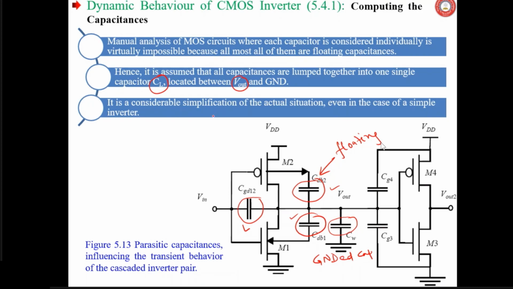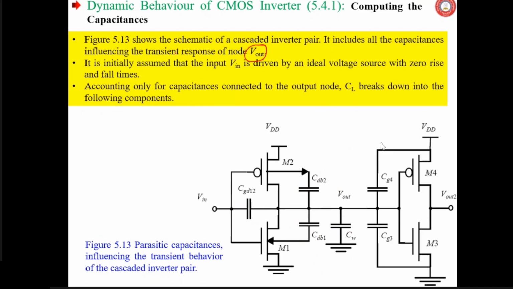So you have to use the Miller theorem, then only you can get it. So you can simplify with lumped CL. It is a considerable simplification of the actual situation, even in the case of a simple inverter. If you are just lumping all the capacitors into one value, say CL, then it is quite a simplification, which may not be so accurate. This is only the grounded cap. Otherwise, these three capacitors you are seeing, they are all floating.